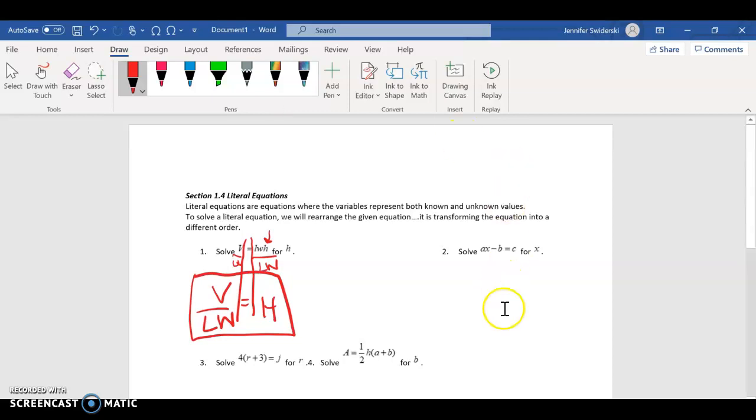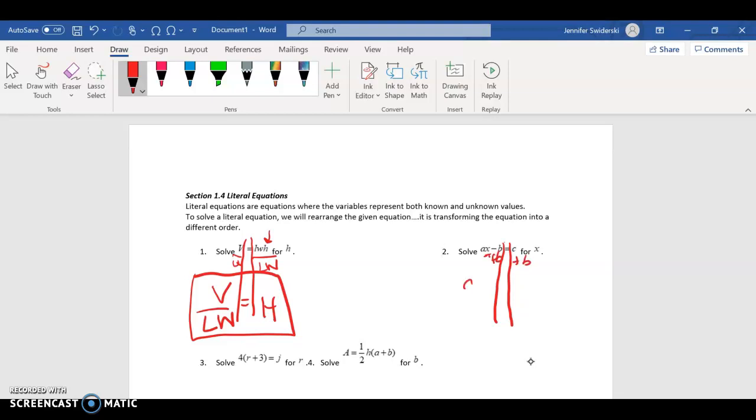Number 2 says solve AX minus B equals C for X. So they want us to basically get X by itself. I'm going to draw on my railroad tracks just to stay nice and organized. I want to get X by itself, so I need to move everything away from the X, farthest to closest to that variable. To do that, I'm going to add B to both sides.